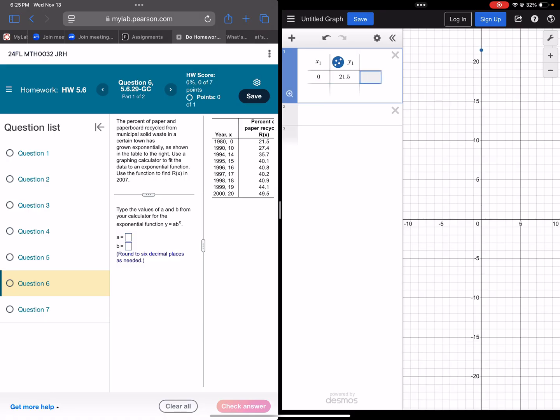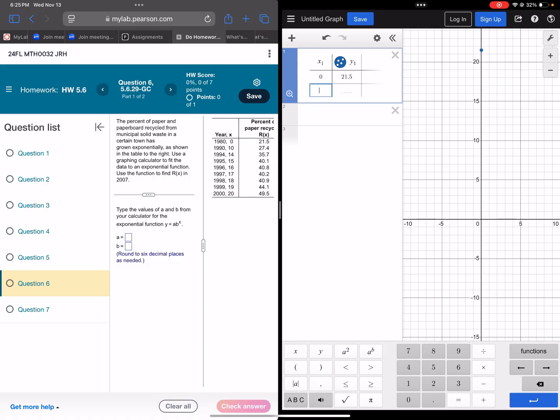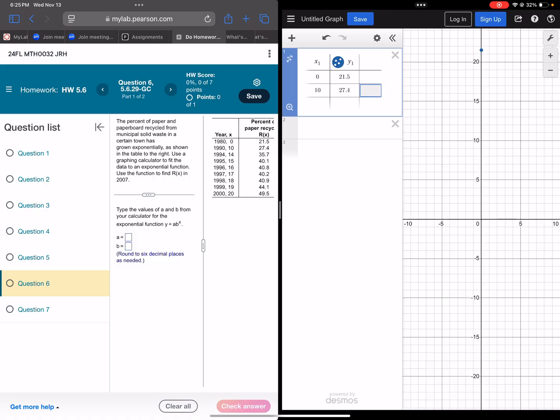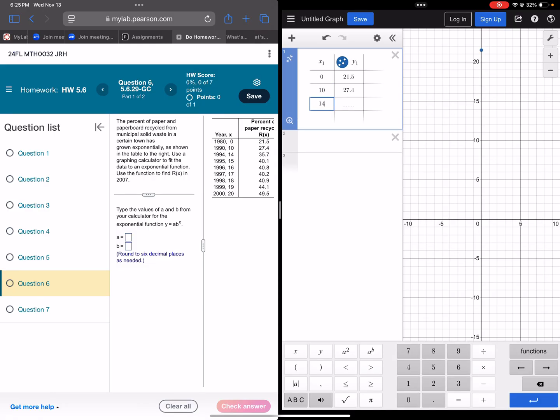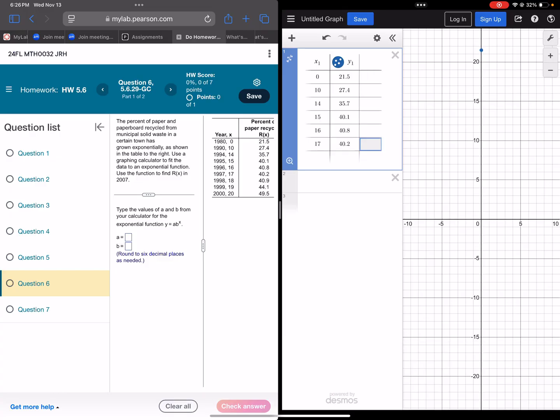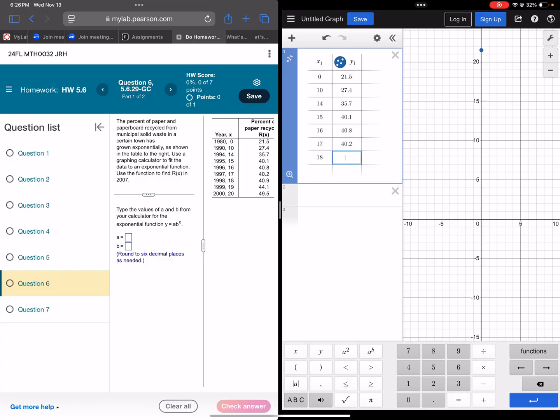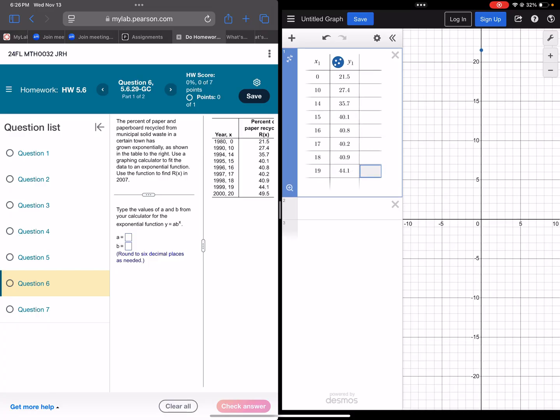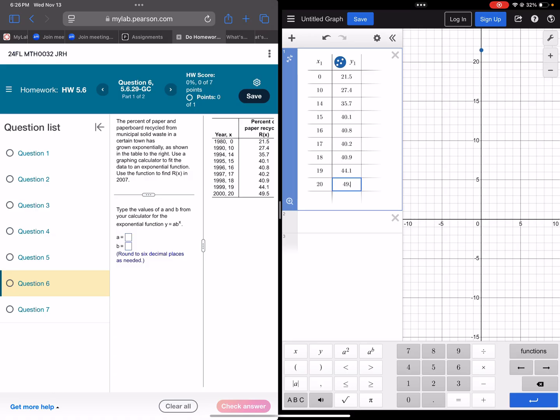Okay, 21.5, 10, 27.4, 14, 35.7, 15, 40.1, 16, 40.8, 17, 40.2, 18, 40.9, 19, 44.1, and 20, 49.5.